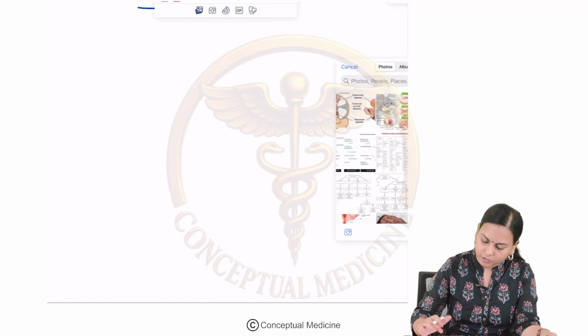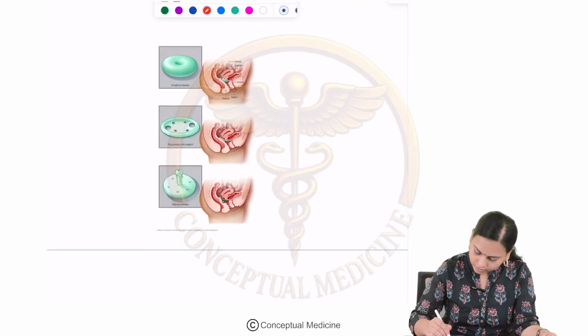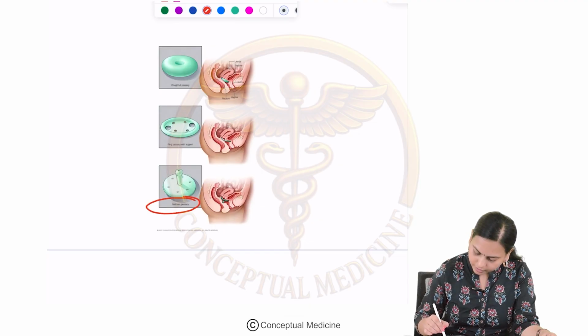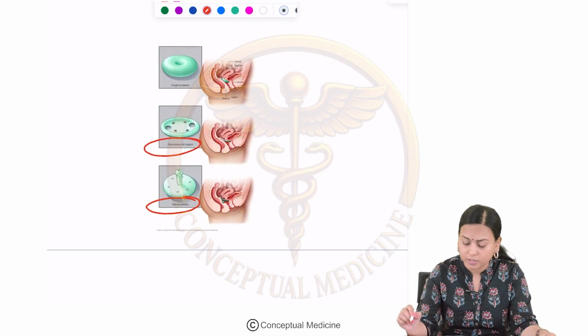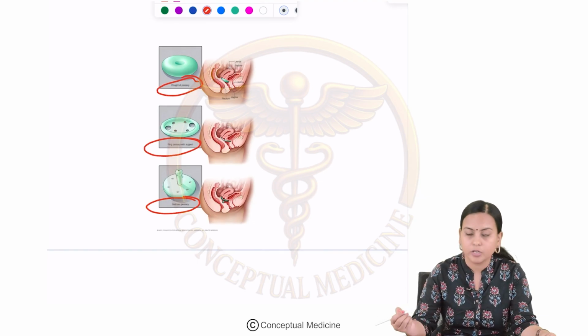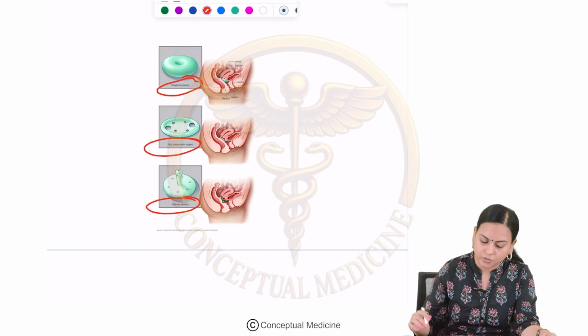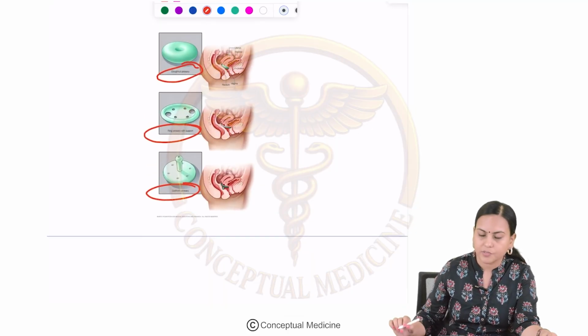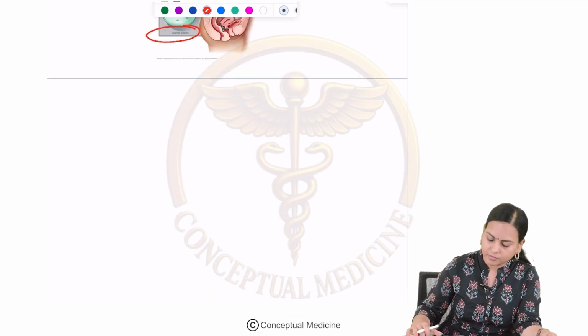Let me show you the examples. This is a gel horn pessary. And this is a ring pessary with support. And this is a downward pessary. Gel horn pessary is usually a space filling pessary, whereas the other 2 types are the support pessaries, right?